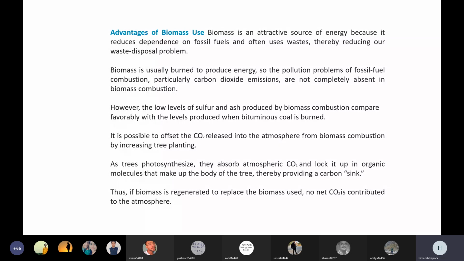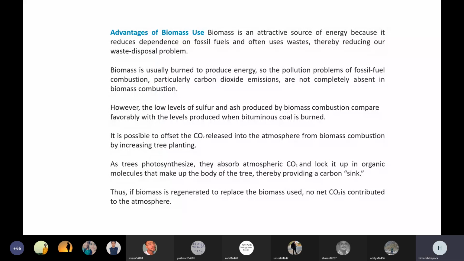And if we come to pollution, then pollution is obviously lesser than the fossil fuels, but you cannot say that it is completely absent. You are burning a substance, so it will produce pollution, that is for sure. But as compared to the fossil fuels, the pollution is much less. There are low levels of sulfur and low levels of ash produced as compared to fossil fuels, for example, coal.